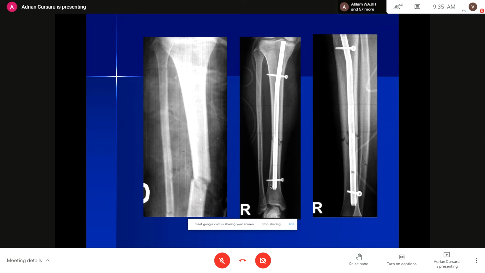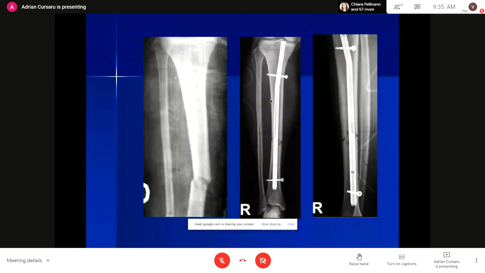And you can make a closed osteosynthesis and put a locking nail. You have a screw proximal and a screw distal to the site of the fracture. You can put more than one screw to lock the fracture, to stabilize the fracture, because there will be some rotational displacements if you are not using a locking nail. But it is a closed reduction and closed fixation of the fracture.